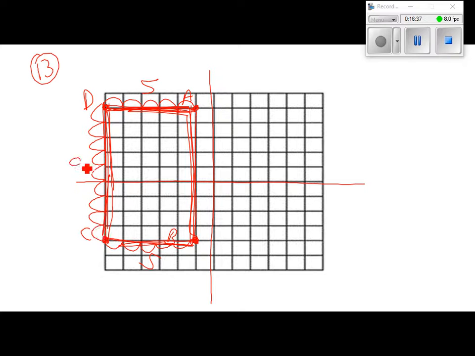That side's 9. Well, this side over here is going to be 9 also, and all we do is add all those up. 5 plus 5 is 10. 9 plus 9 is 18. 10 plus 18 is 28. So it's 28 units, and that would be letter D as your answer.